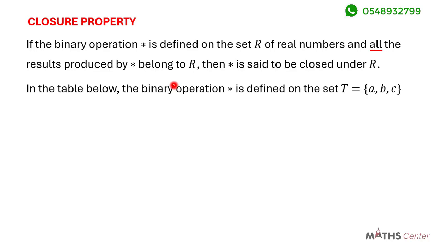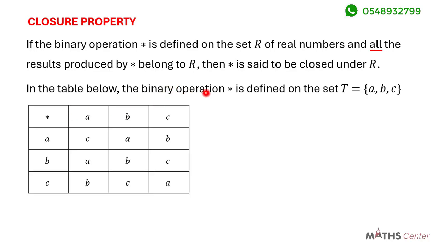For example, in the table below, the binary operation is star and it is defined on the set T with members A, B, and C. From the table, we can see that A star A gives us C, A star B gives A, A star C gives B, B star A is A, B star B is B, and B star C is C. C star A is B, C star B is C, and C star C is A.